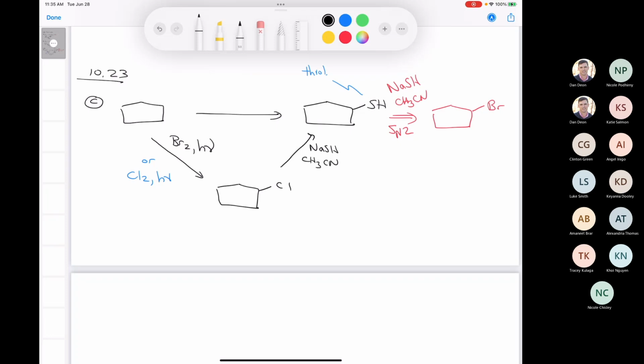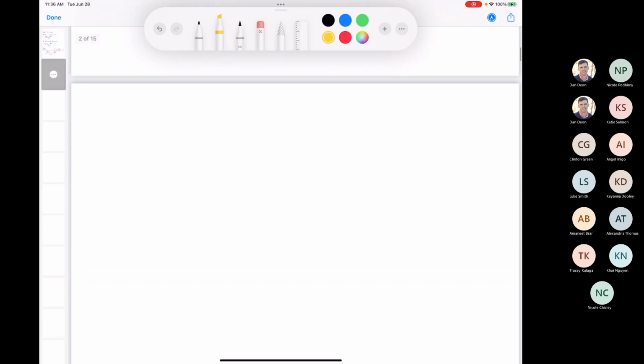And acetonitrile, or whatever solvent you want to use. That's a polar aprotic solvent because that's an SN2 reaction. And there you go. You made yourself a thiol. Kind of interesting. Thiols are very stinky, but pretty interesting. Let's take a look at 10.23D.